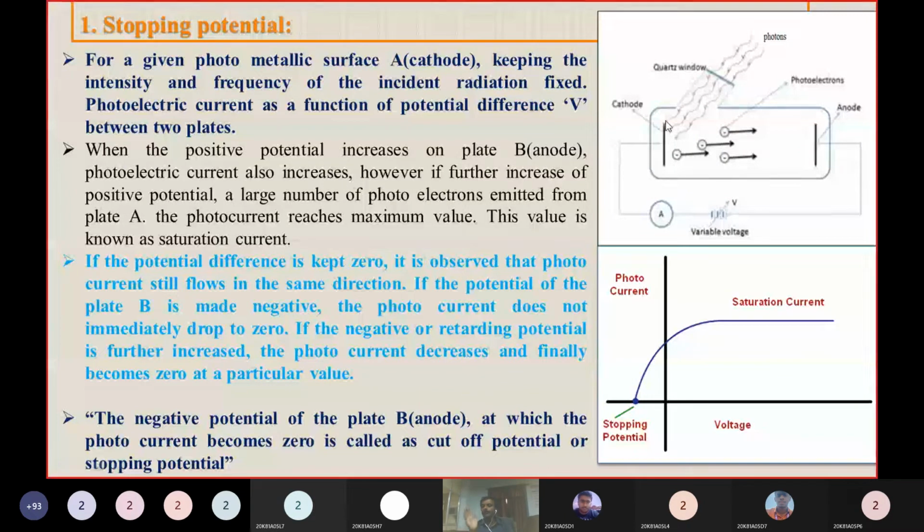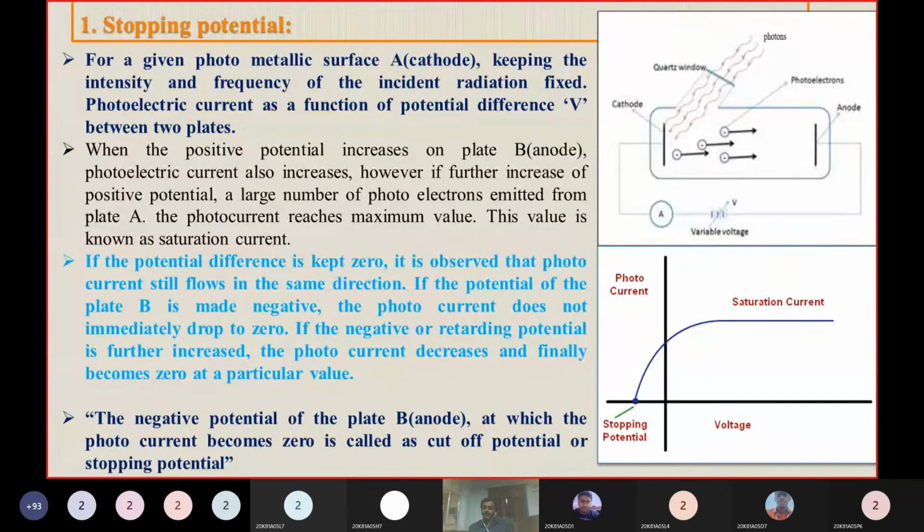So, metal plate, I am taking only one type of metal plate here. We are keeping three constant values. Now I will find out the stopping potential. Initially, the negative terminal is connected to this A plate, and the positive terminal is connected to the B plate.